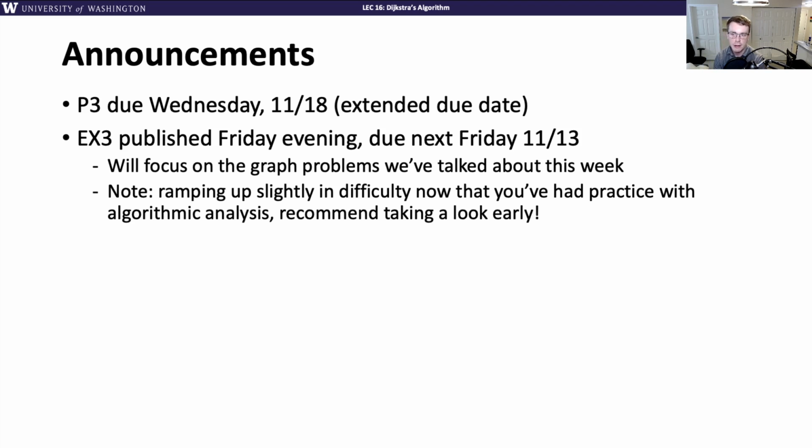In terms of another announcement, we're going to be publishing exercise 3 Friday evening, and it is due the following Friday on November 13th. This exercise will focus on graph problems that we've been talking about this week. So working with graphs, analyzing them a bit, but do note that the exercises start ramping up slightly in difficulty now that we've covered so much in this course.